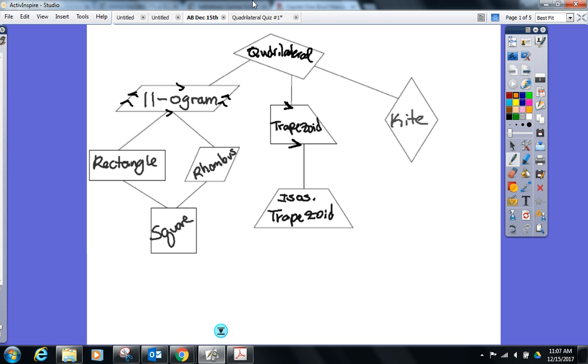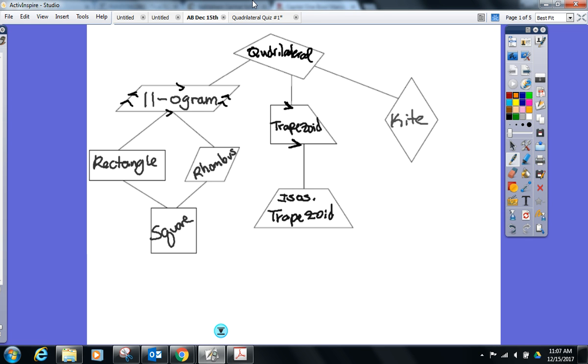Remember, every single day I've had you guys list me 5 properties of a parallelogram. Well, these two are below because they also have those properties. So those 5 properties we listed off every single day with me, the rectangle and rhombus have, with some additional ones you're going to learn now.